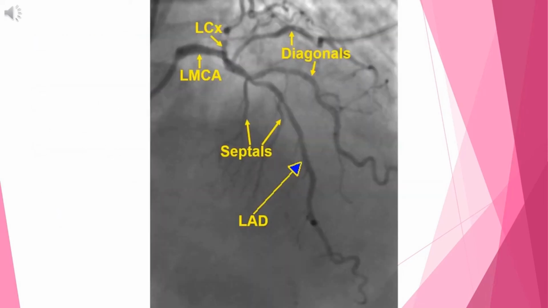This picture is a coronary angiogram obtained by injecting a contrast dye into the left coronary artery using a small tube known as a catheter, which is introduced either through the femoral artery or the radial artery. You can see the left main coronary artery dividing into the circumflex and left anterior descending branches. Left anterior descending branch gives rise to diagonal and septal branches.